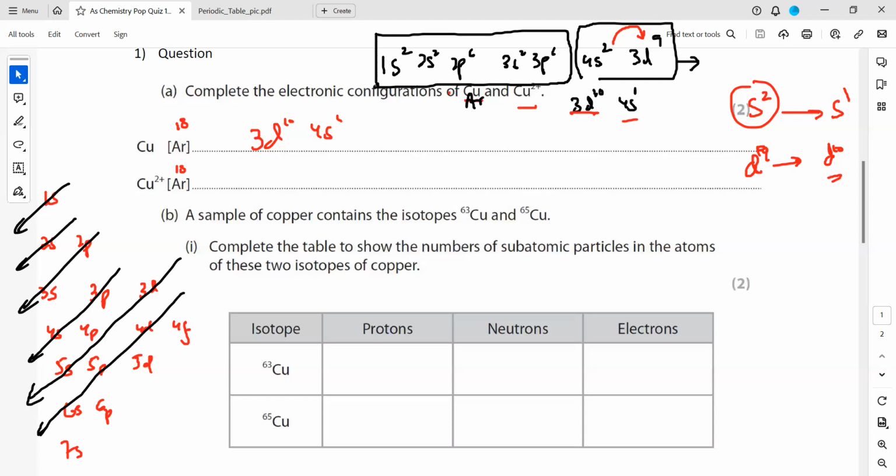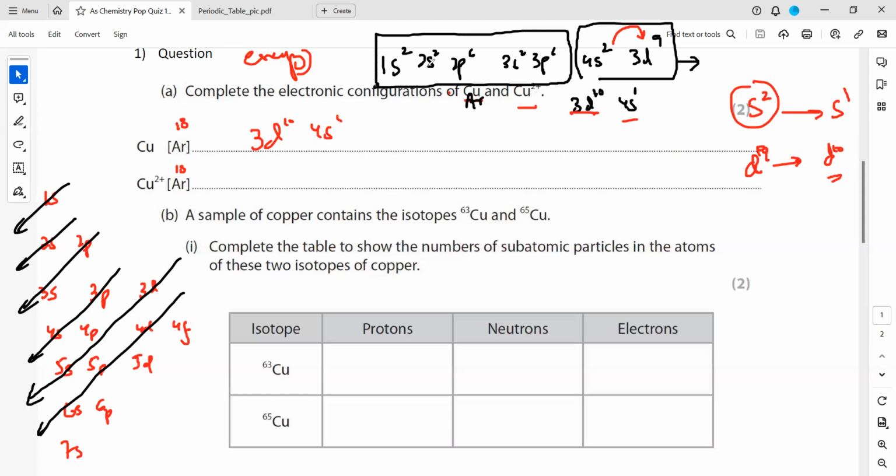In terms of energy, 4s has lower energy than 3d. But in terms of order, first it will be the first shell, then the second shell, then the third shell, and then the fourth shell. So when we write the configuration, we use the Aufbau principle, which states that electrons occupy the least energy level first. That's why electrons first occupy 4s and then they occupy 3d.